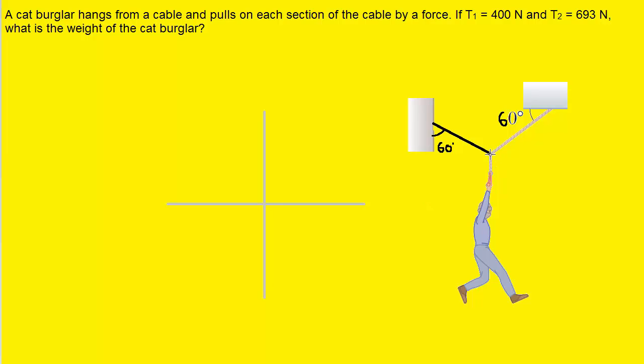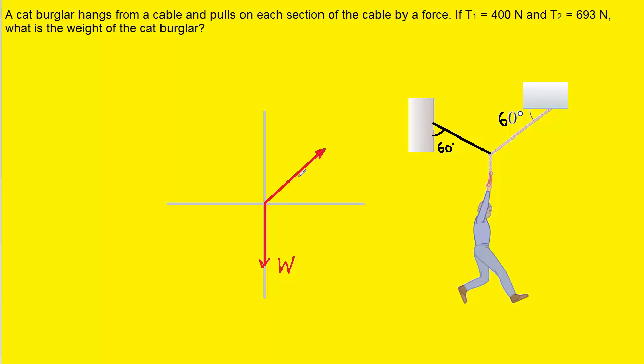Now, perhaps the most obvious force is the weight of the cat burglar pulling down on that point. So we come over here and we draw a force that's pointing straight down, and we can label that force as being W, which will stand for the weight of the cat burglar. We then have this force that is projecting off and to the right here. We can draw that in here, and in order to support the weight of the cat burglar, that force would have to be pointing upward.